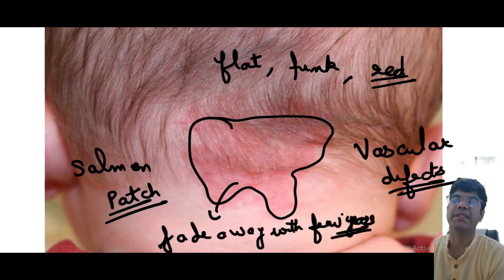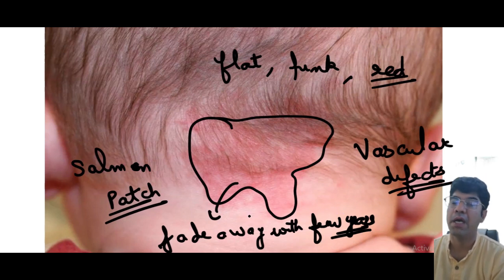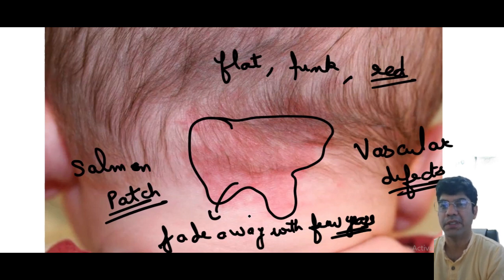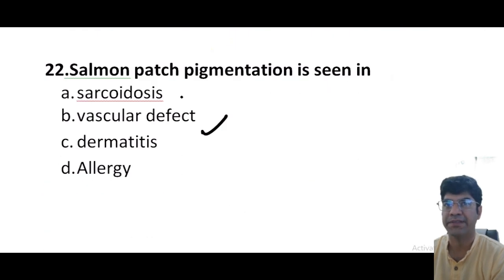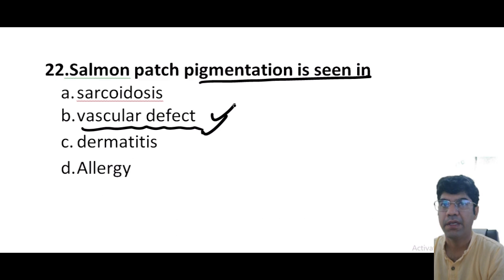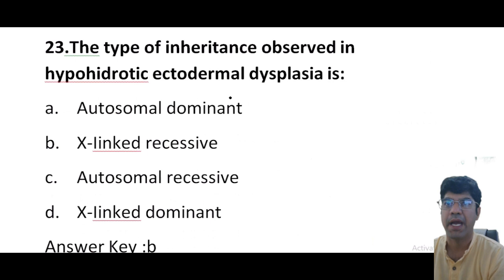Remember, the salmon patches are benign and they don't require any treatment. They are not associated with any systemic disease and do not lead to any complications. So salmon patches are benign vascular birthmarks resulting from capillary malformation that are commonly seen in newborns. So for the question, the salmon patch is seen as a vascular defect. So the answer is that.